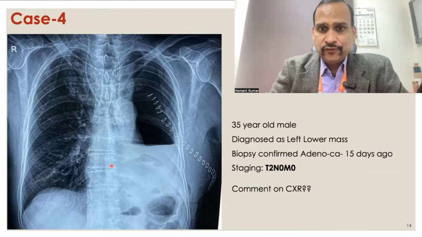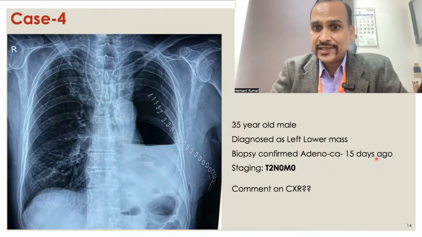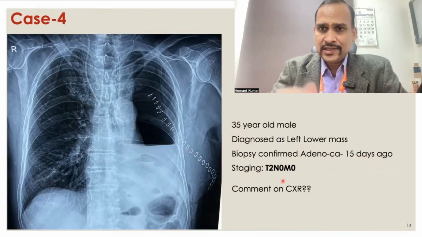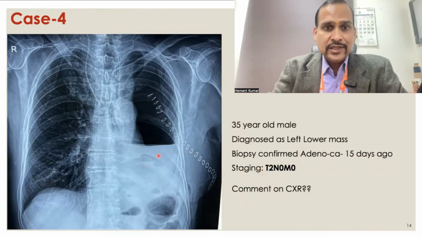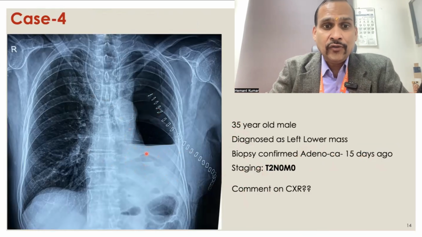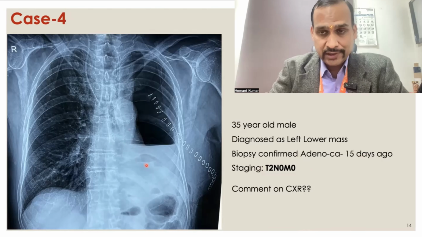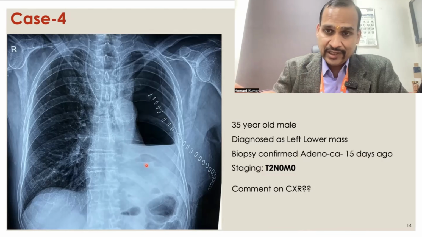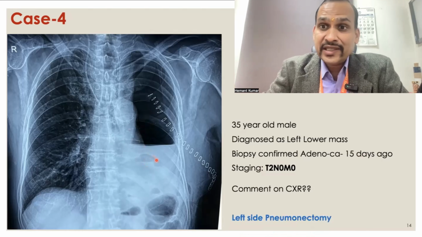Again, case 4. So he is a 35-year-old male and he was diagnosed with a left lower mass and confirmed as adenocarcinoma 15 days ago. And the staging was stage 1 or 2A, stage 1, T2. Okay. So can you comment on this X-ray? In this X-ray, if we don't know the history, we will think of left side hydropneumothorax. Since we know the history, we can diagnose this patient as left side pneumonectomy.